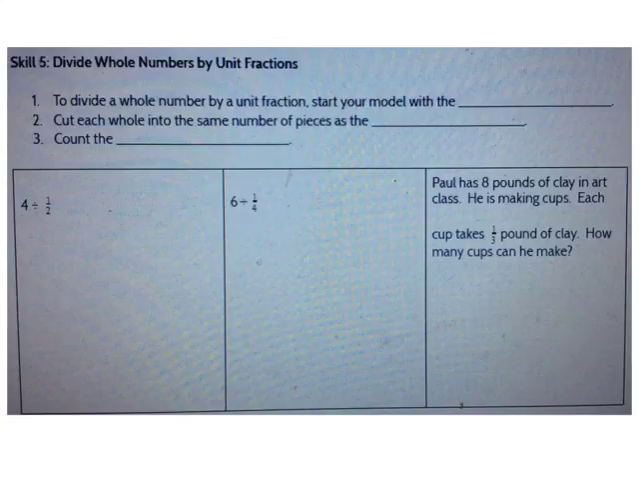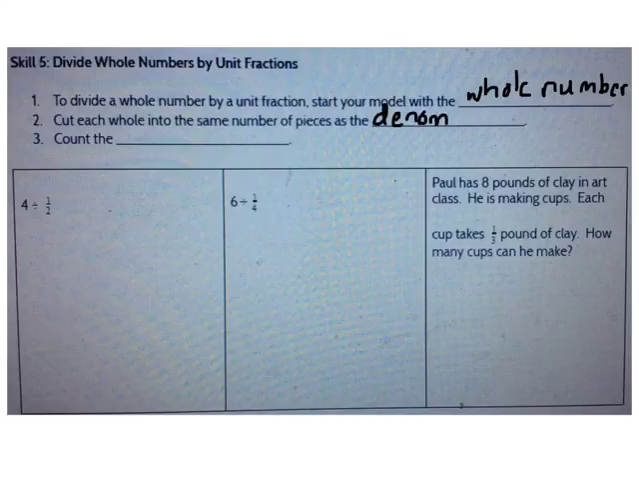We also talked about dividing whole numbers by unit fractions. We can draw models to help us do this. To divide a whole number by a unit fraction, start your model with the whole number. We always start with the dividend. Then we cut each whole into the same number of pieces as the denominator, and we count the pieces.